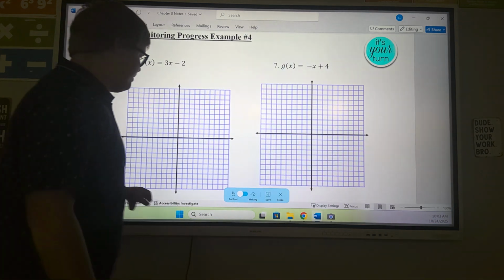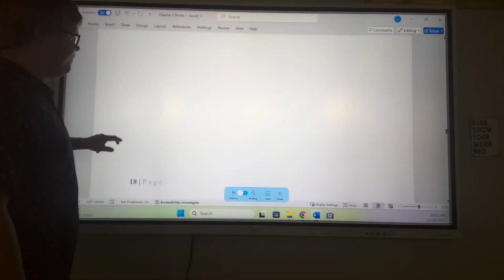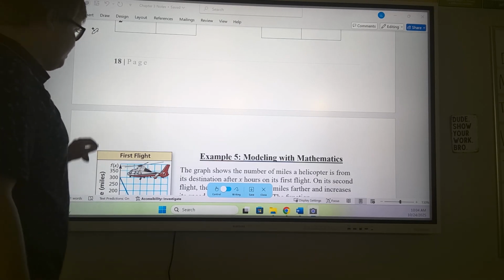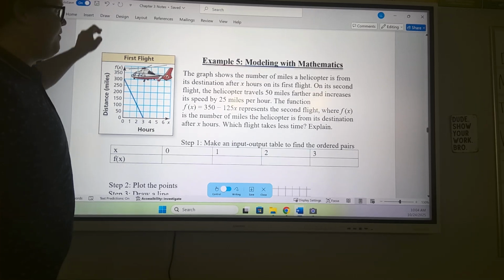Okay, we're going to move on to the last one. The last one's going to be kind of tough. Okay, we're moving on to our next one. Example 5, this one's going to be kind of tough.